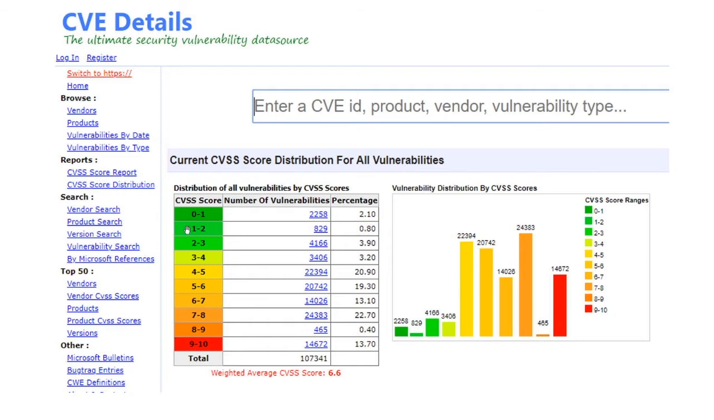They use a scoring system, which we'll talk about in greater detail in just a second, from not very likely, very low risk, to extremely high risk. We can then browse by the top 50 vendors or search a particular product, version, vendor, or a particular vulnerability.